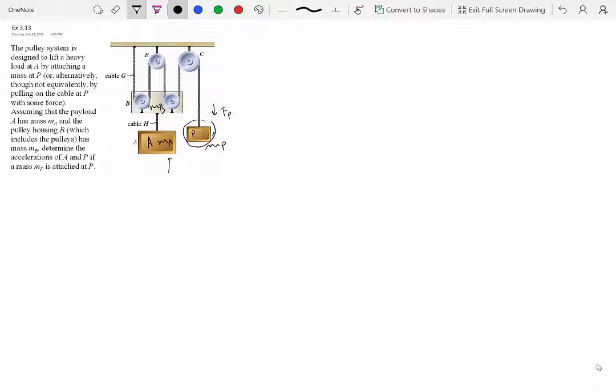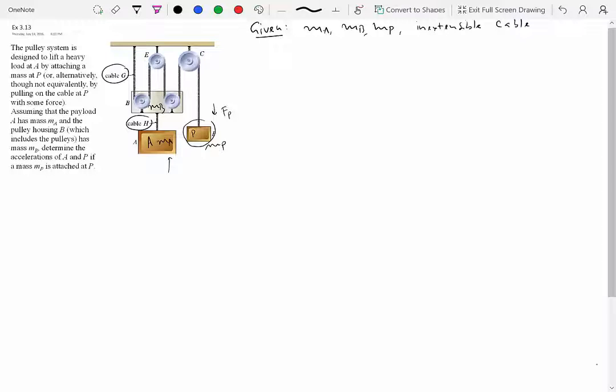Okay, so let's start by writing what is given to us. So given is mass of A, mass of B, and mass of P. And of course, there is some implicit information, that is that this is an inextensible cable system. So we have two cables over here. We have cable H, we have cable G, right? And each of those cables will impose geometry constraint. We've seen that in the kinematics module for problems like these, where we wrote the length of the cable in terms of the position variables, and then we applied the kinematic analysis. So we'll start by doing that.